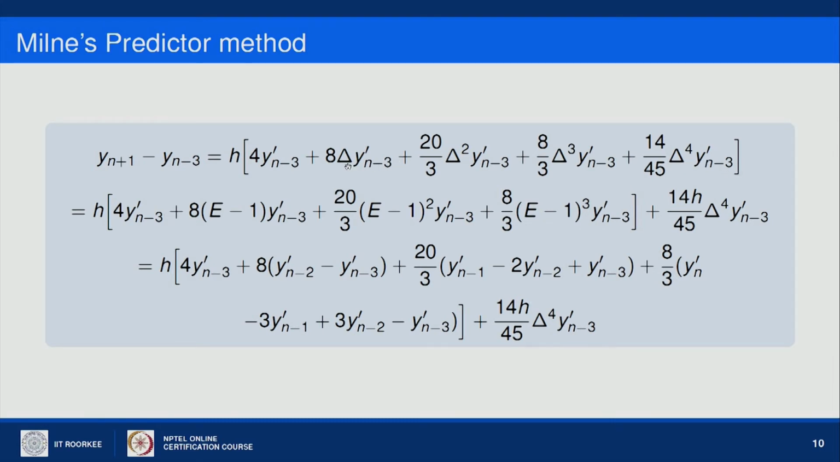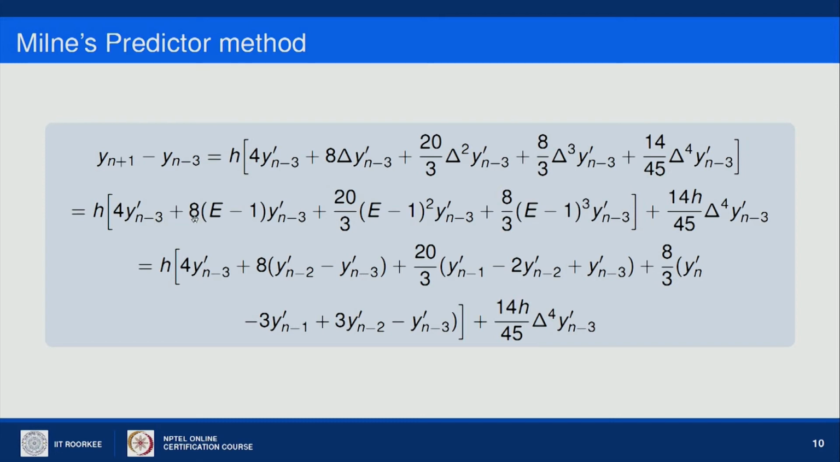Now, we will replace this forward difference operator by the shift operator. We know from interpolation that delta equals e minus 1. So I can write 8 delta as 8 times e minus 1. Similarly, del square becomes e minus 1 square, del cube becomes e minus 1 cube, and this last term I will keep in terms of delta only. So 4 times y prime n minus 3 will remain as such.